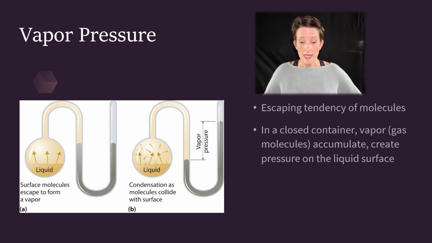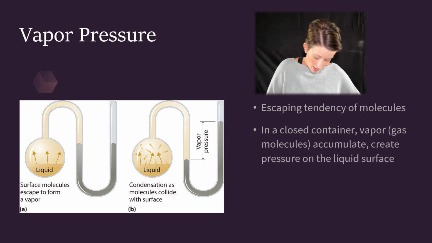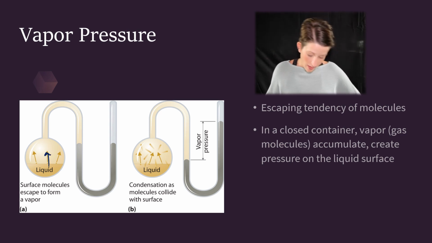First, what is vapor pressure? Well, vapor is the transition, or it is a gas. So it is the compounds that are in liquid form escaping into their gaseous state. As they move into their gaseous state, they're going to start to exert a pressure on the system around them. So vapor pressure is the escaping tendency of the molecules within that system.